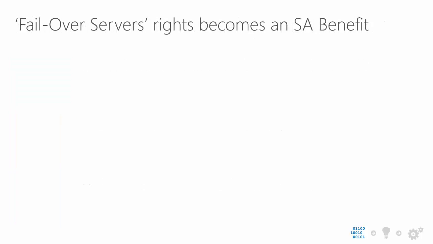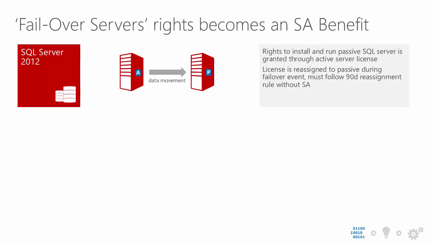When licensing SQL 2012, the rights to run a second passive failover server were granted through the license assigned to the active server. The passive server is considered warm in that there is no work offloaded from the primary server. During a failover event, the passive server now becomes active and the license is reassigned. Without software assurance, the license must remain assigned for a period of 90 days.